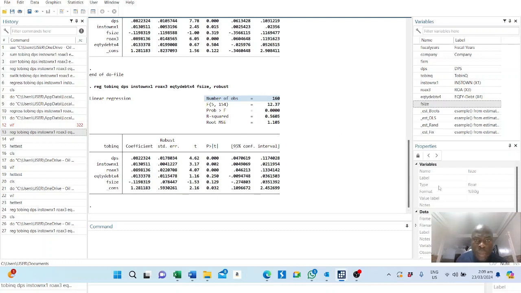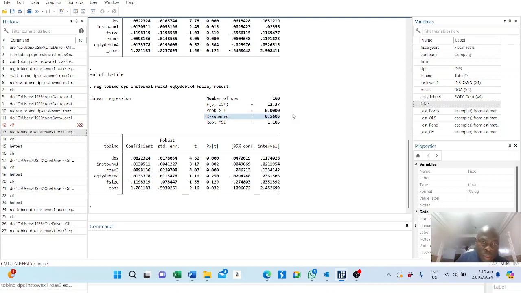The R square for the model is 56%, which shows that the predictors used in this model are able to explain 56% of the factors that determine the value of the firm as proxied by Tobin's Q. We have about 44% unexplained. So those are some of the interpretations.